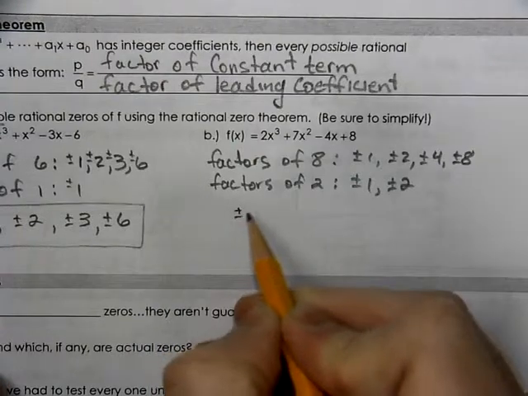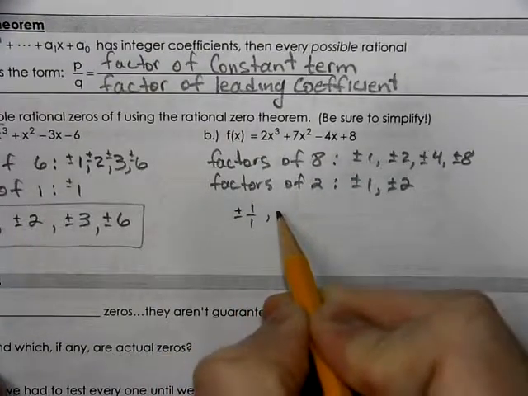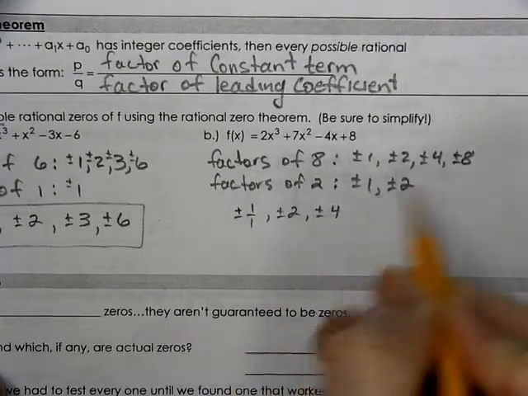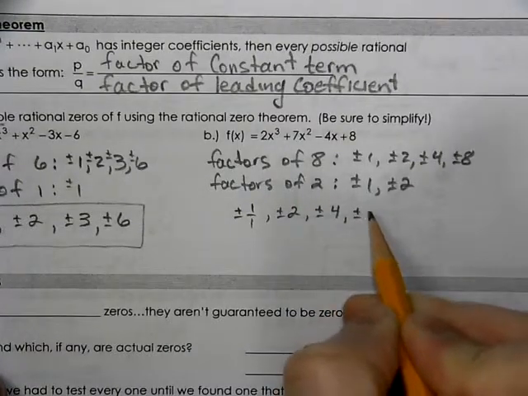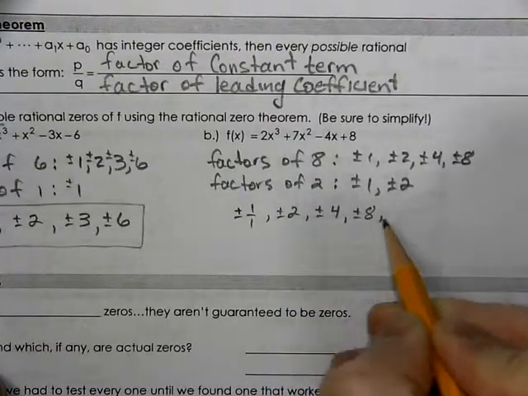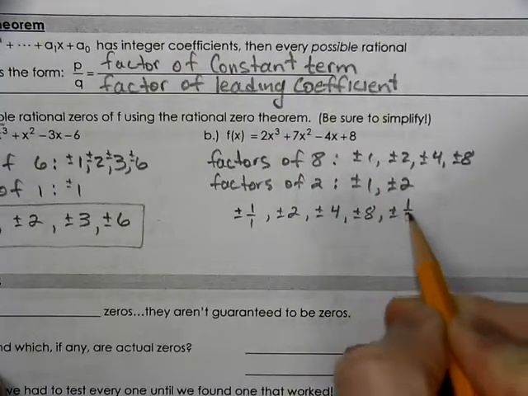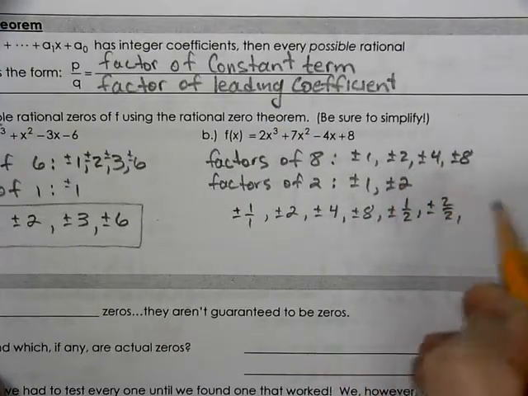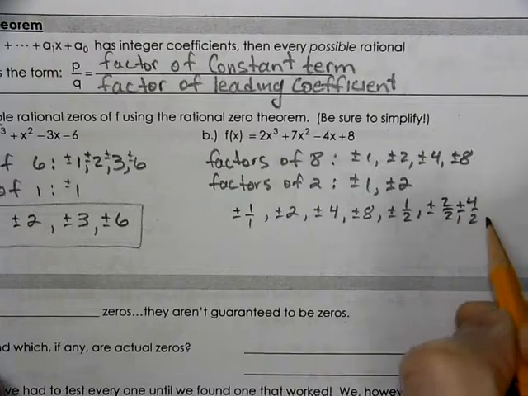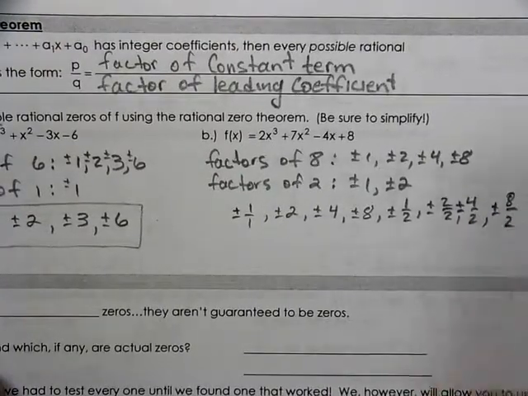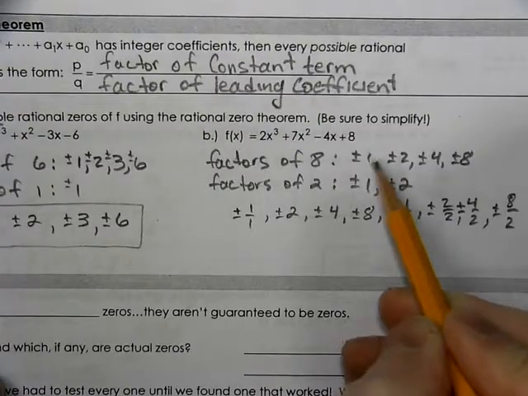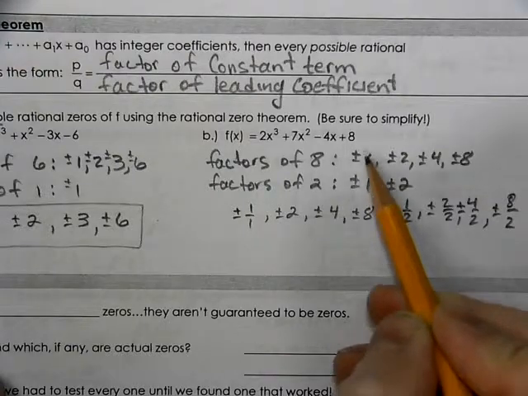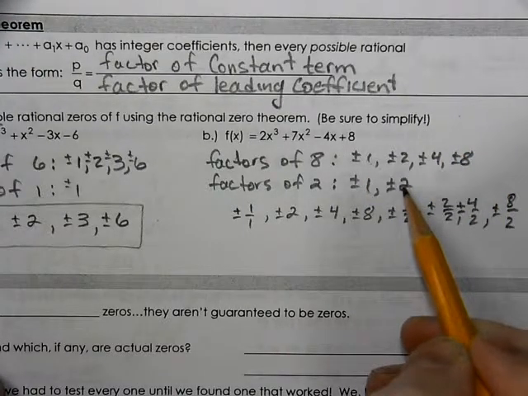We're going to look at plus or minus 1 over 1, plus or minus 2 over 1, plus or minus 4 over 1, plus or minus 8 over 1. Then we look at plus or minus 1 over 2, plus or minus 2 over 2, plus or minus 4 over 2, and plus or minus 8 over 2. So you're going to take all your factors and place them over your first factor of your leading coefficient, and then take all your factors again over the next one.